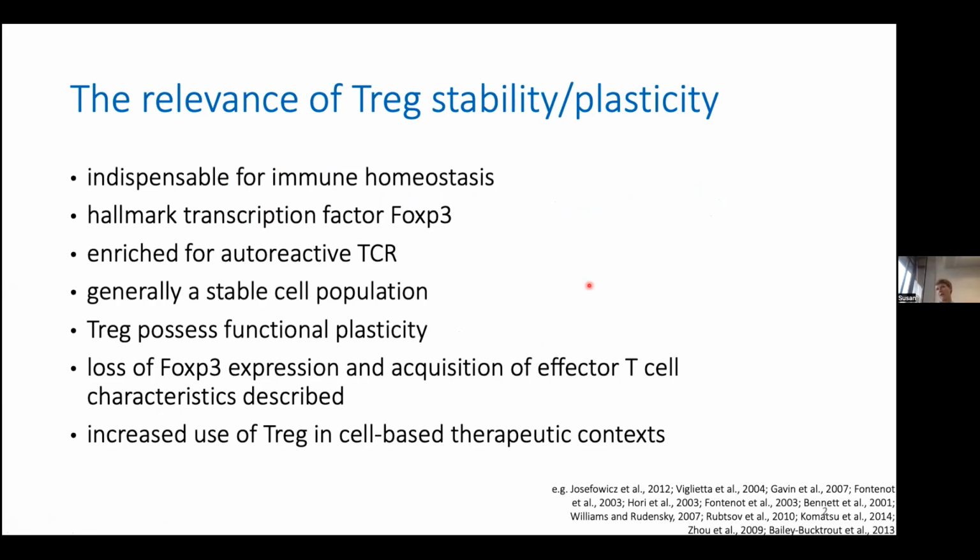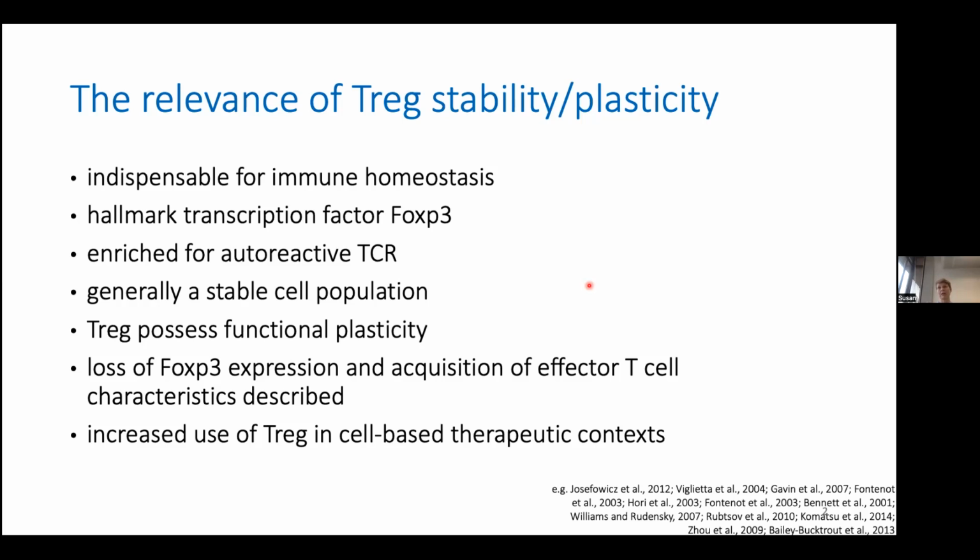Regulatory T cells, I assume most of you as immunologists will be aware, are absolutely indispensable for immune homeostasis. If they malfunction or if they are lacking, that will result in autoimmune diseases of different kinds or even the lethal IPEX syndrome. And the hallmark transcription factor for these T cells is FOXP3. That means FOXP3 is required for the development of regulatory T cells, but also beyond that for the homeostasis, for the stability, and for the function.